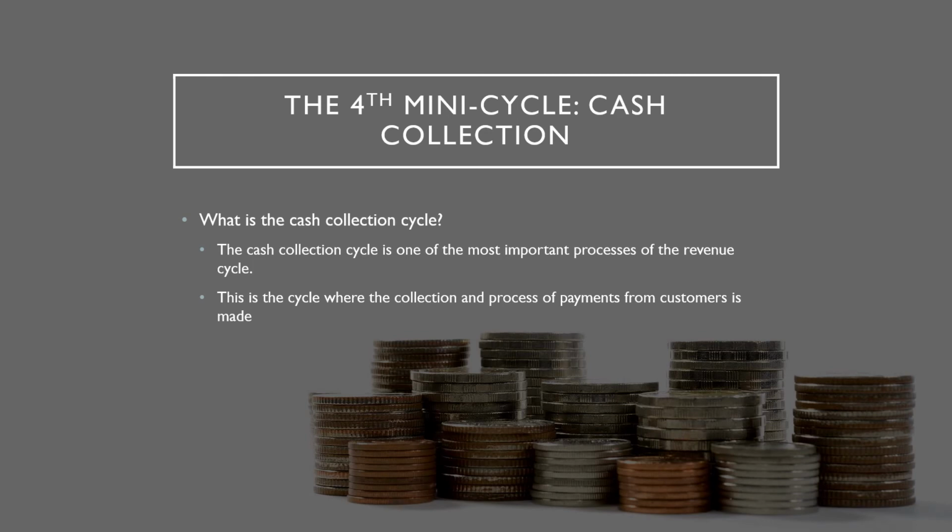The fourth and final mini cycle in the sales revenue cycle is cash collection. Cash collection, as you will see, is perhaps one of the most important processes of the revenue cycle. This is where the collection and the process of payments from customers is made. It's where cash is finally collected for services rendered, and it's also where data about customers is processed and sent to the right employees.